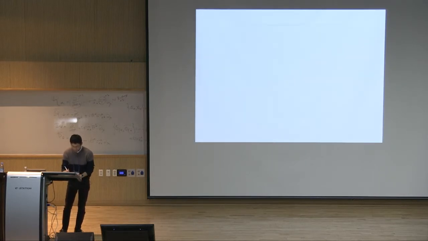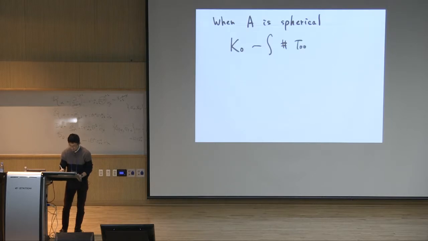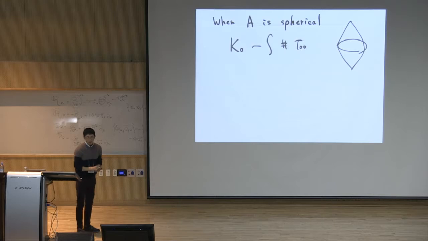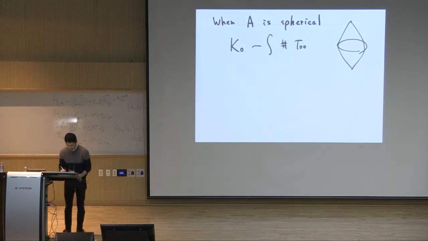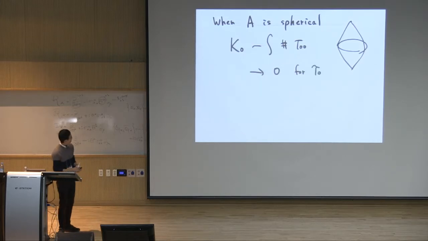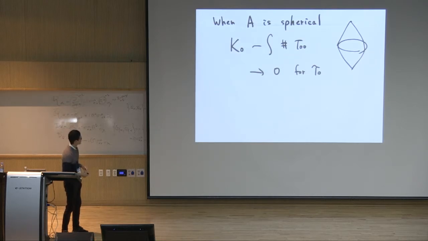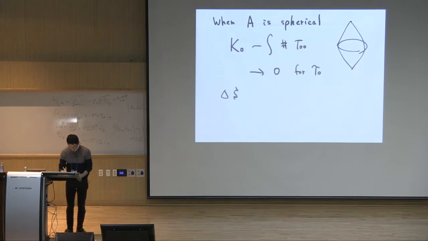Then, when the region A is spherical, thanks to the CHM map, K naught is roughly given by an integral of something times T naught naught. So K naught is an integral of the stress tensor, but the Trivial theory does not have a stress tensor, so K naught becomes zero for the Trivial theory. So we can safely ignore the first term, and we still have the difference of the entanglement entropy. By definition, the Trivial theory does not have any entanglement entropy because there are no degrees of freedom. So delta S is nothing but the entanglement entropy of the given theory T.